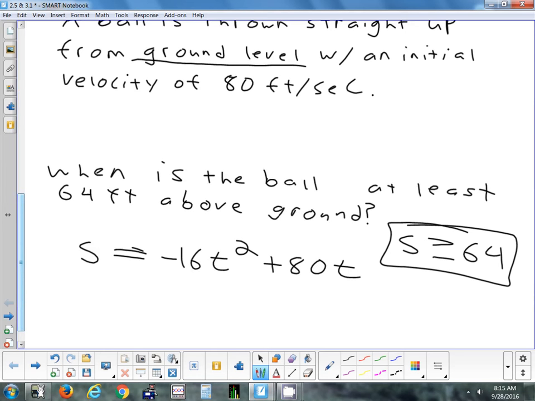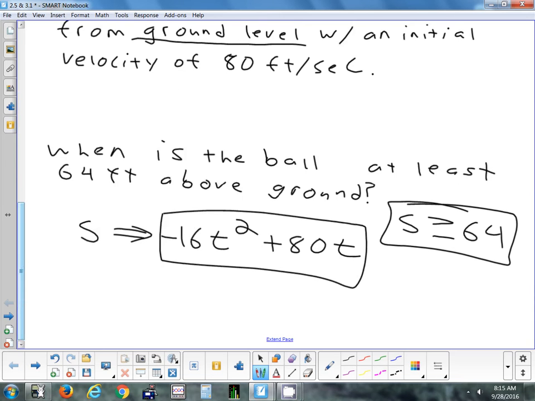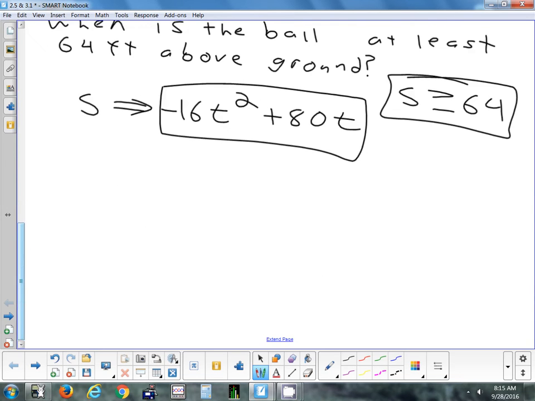Right, so that's how my height is figured out. That's my formula, and I want to know when this right here is greater than or equal to 64. If you wanted to write it as an inequality, this is how you do it. When is the height of my object, which is modeled by what's in that box, greater than or equal to 64?